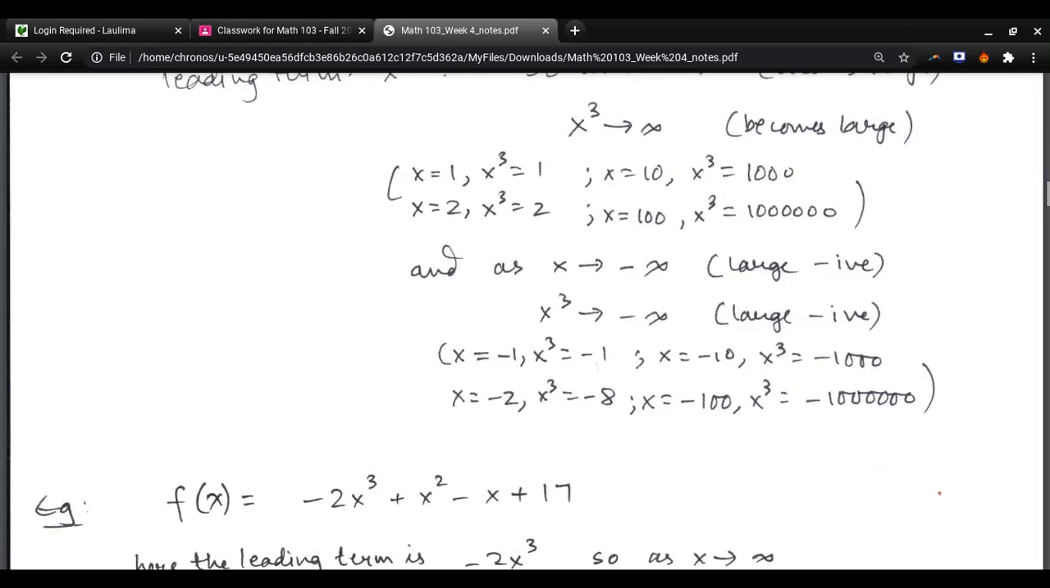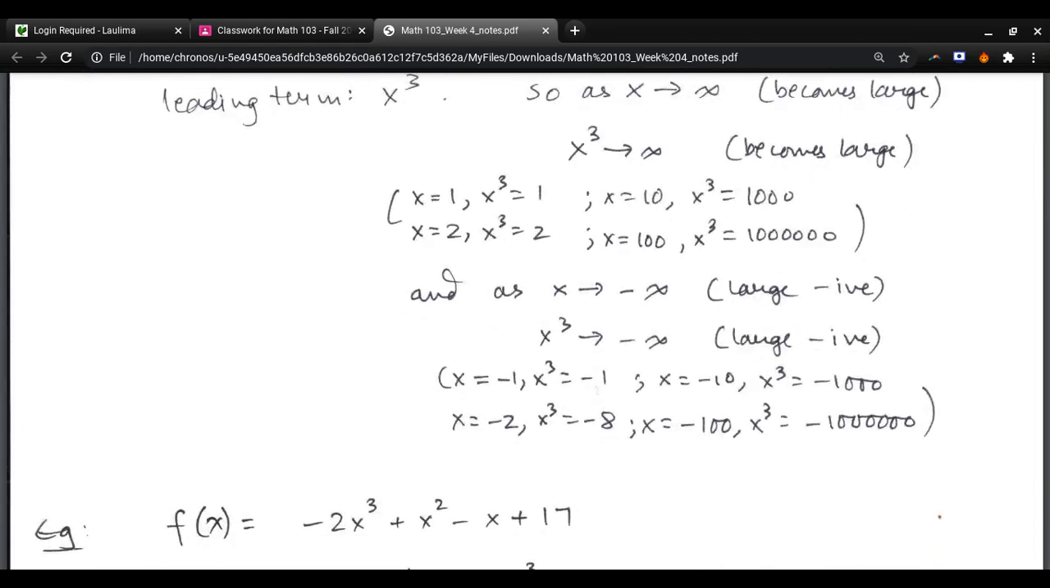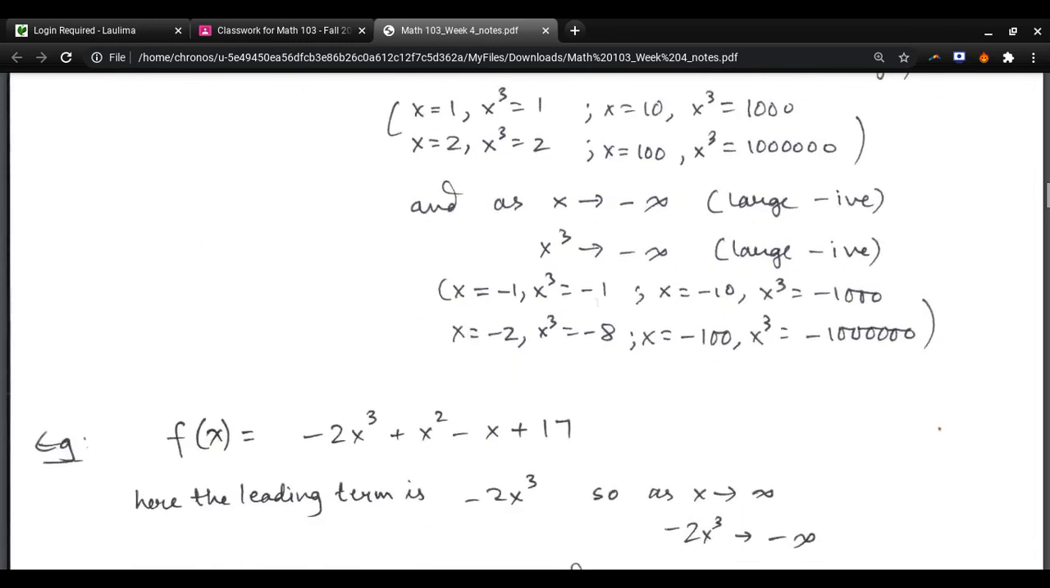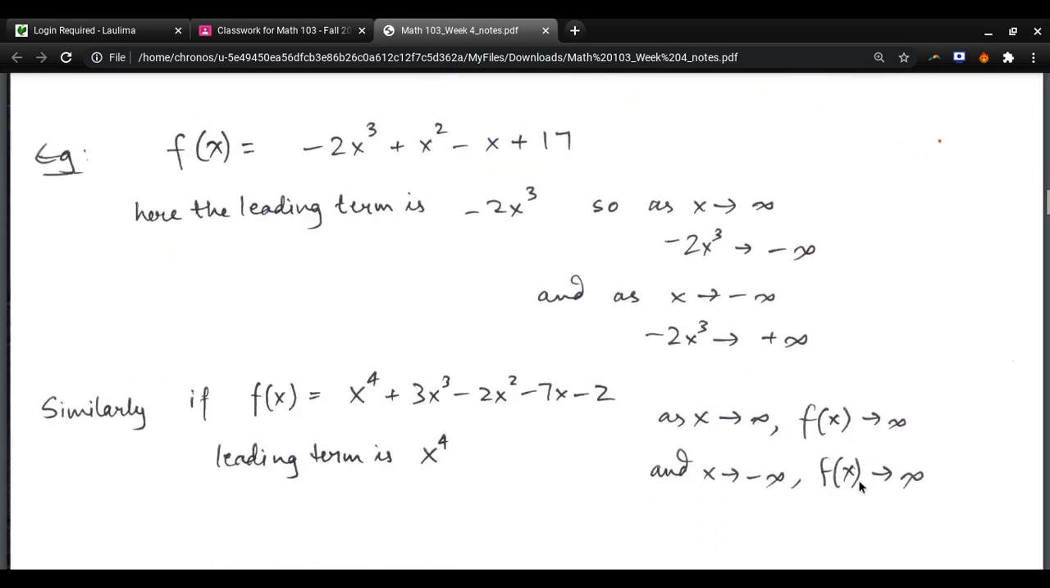Let's look at another example. Comparing to the first example, in this one the coefficient of the leading term is negative. So I have negative 2x cubed. In this case, when x goes to positive infinity, the negative x cubed goes to negative infinity. And as x goes to negative infinity, negative x cubed goes to positive infinity. That's because if you take this negative infinity here, the cube is going to be negative, and then you have a negative in front, the negative and the negative becomes a positive.